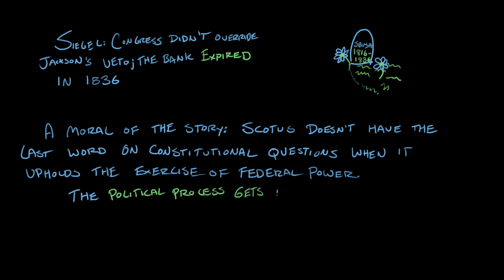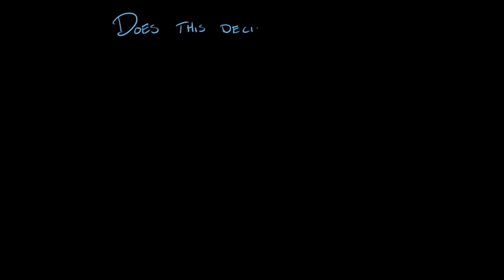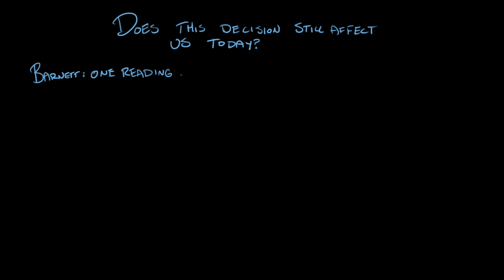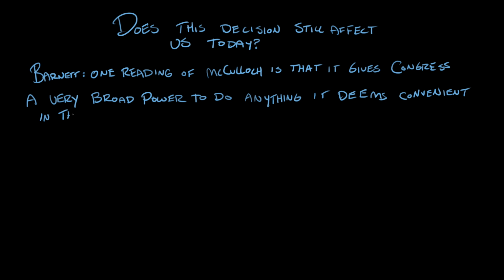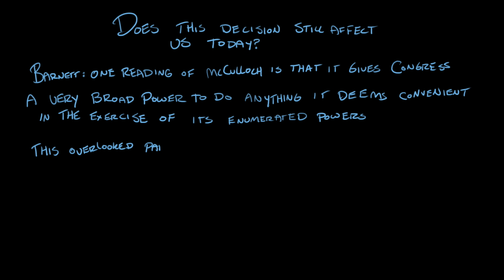So is there any aspect of McCulloch versus Maryland that still affects us today? One reading of McCulloch is that it gives Congress a power so broad that it allows Congress to exercise any power that it deems convenient to the exercise of one of its enumerated powers. That is how McCulloch has come to be interpreted. I think that is an overreading of McCulloch, and it also overlooks one of the key passages of McCulloch versus Maryland that nowadays is given no legal effect by the Supreme Court.